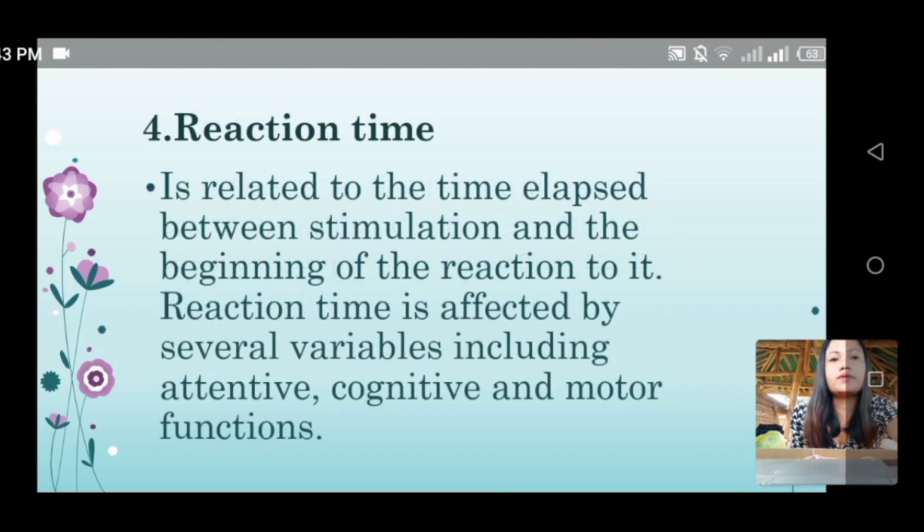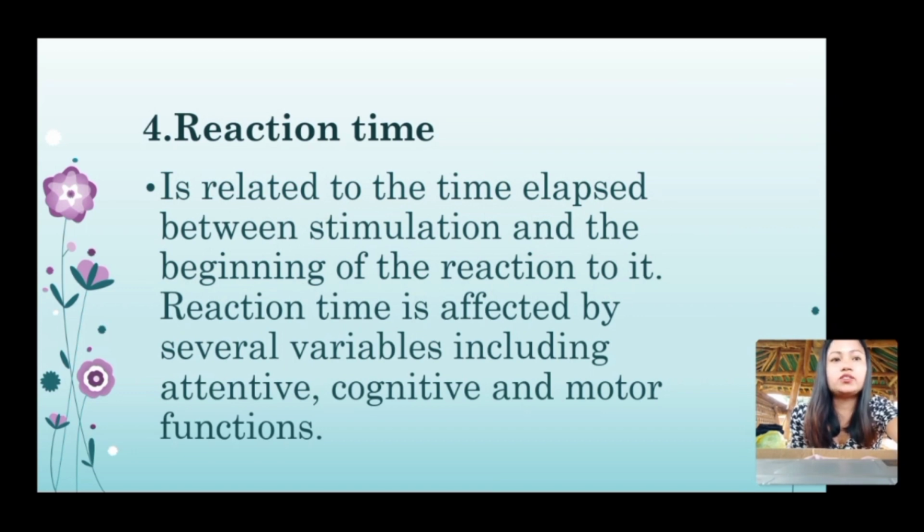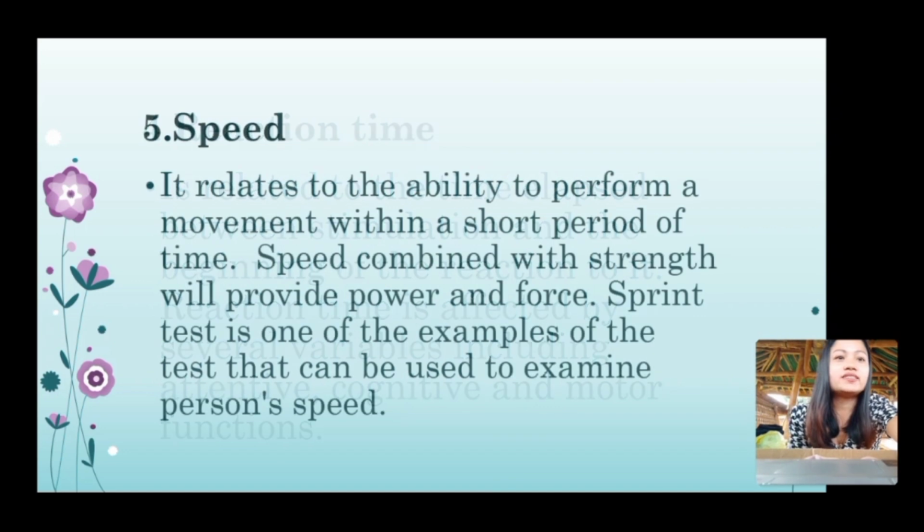And the fourth is the reaction time. It's related to the time elapsed between stimulation and the beginning of the reaction to it. Reaction time is affected by several variables including attentive, cognitive, and motor function. And the last one is the speed. It relates to the ability to perform a movement within a short period of time, and it is also combined with strength to provide power and force.